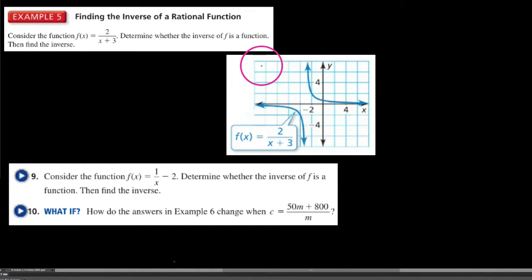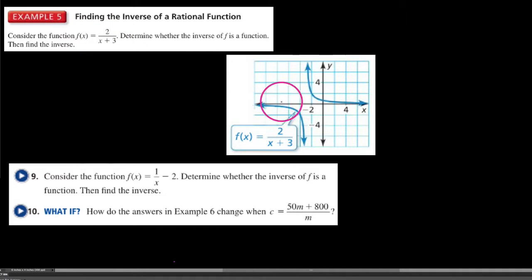Okay, YouTube, in this video what we're going to do is consider the inverse of a rational function and how we might determine whether or not it itself is a function. And so what I want to start with is essentially this function right here. We have f of x equals 2 over x plus 3.